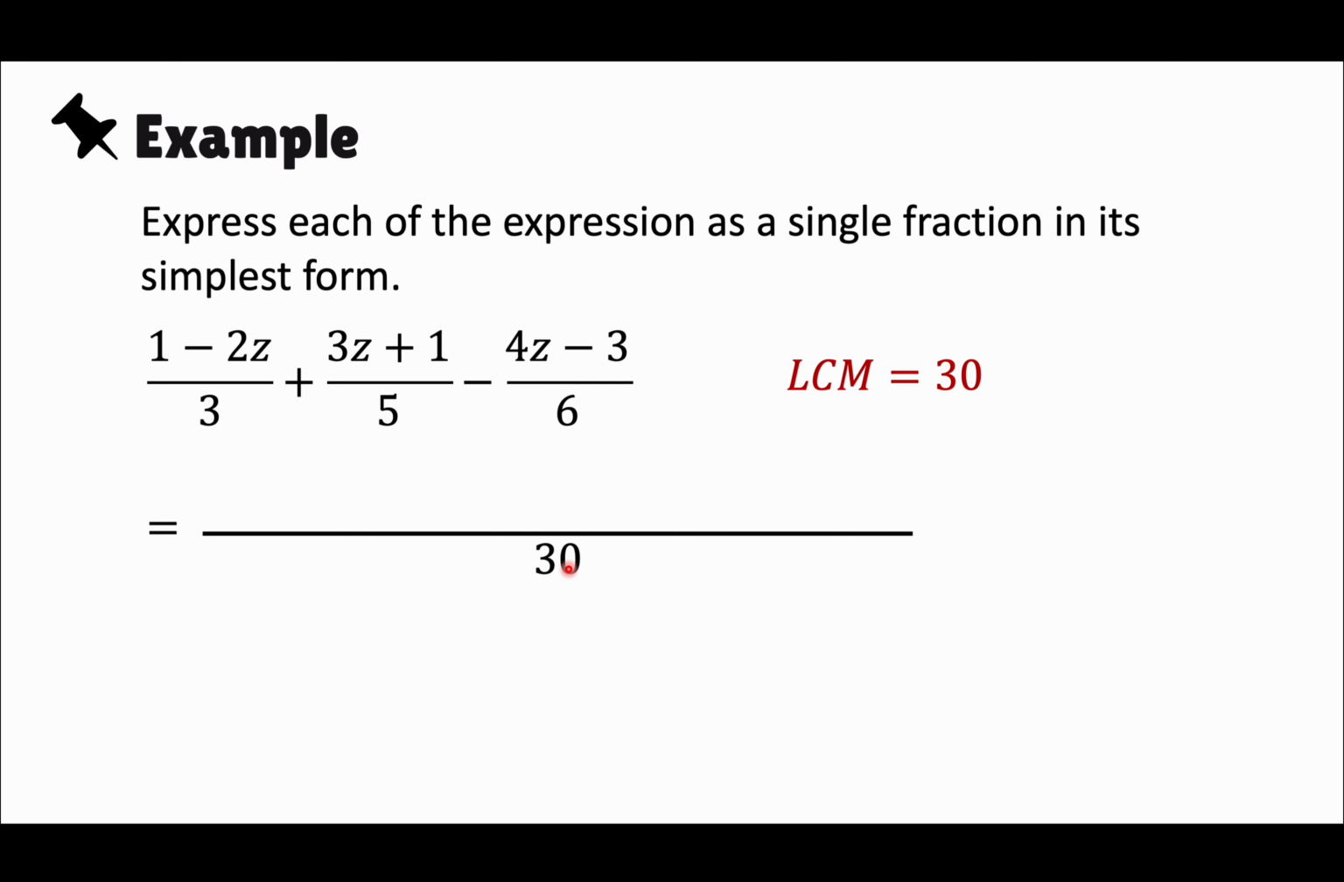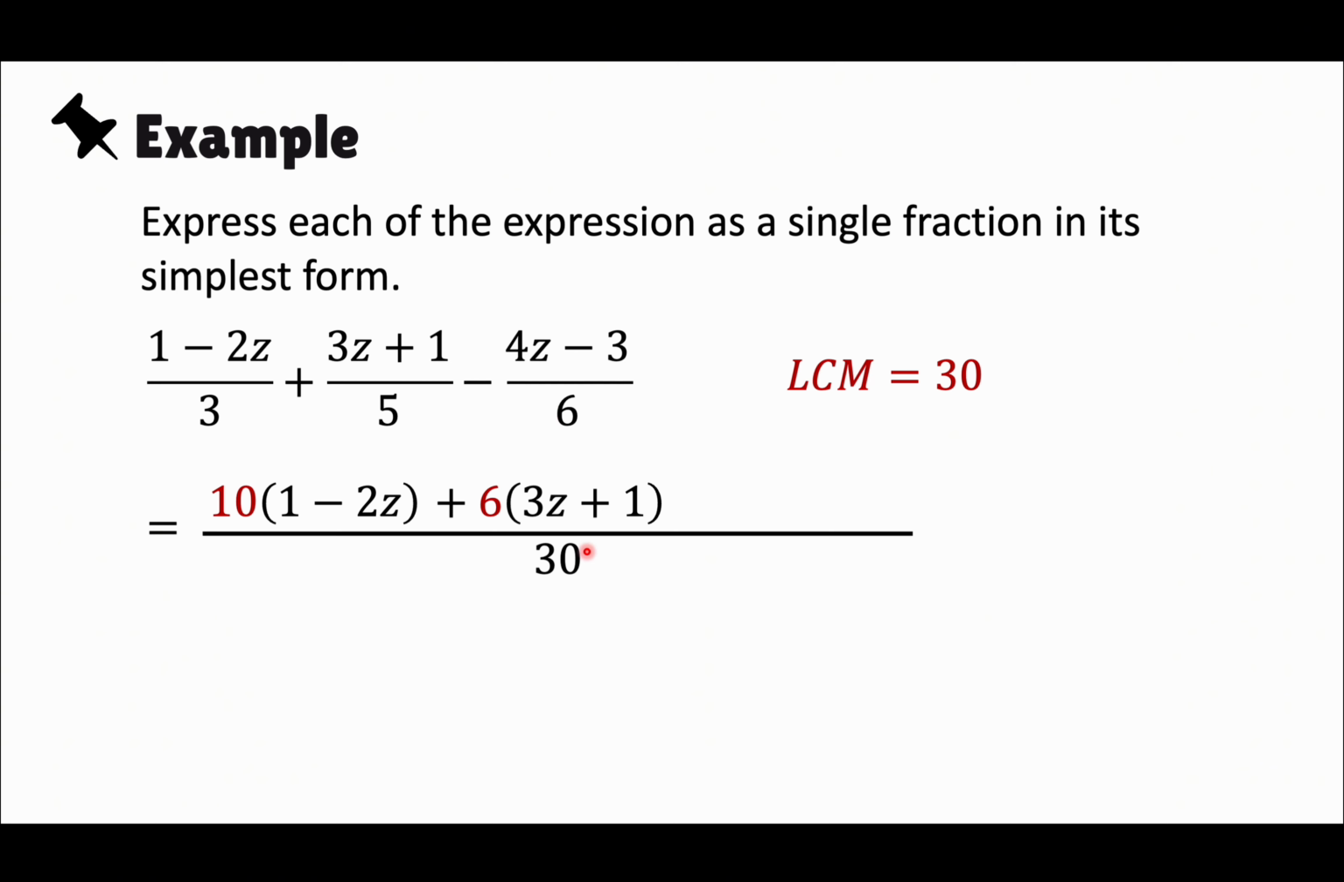Okay? Then do the same thing. 30 divided by 3, that's 10. Times the numerator, you have 10 times the numerator 1 minus 2z. Then still the same thing, since this is plus, we will just do plus, okay? 30 divided by 5, that's 6 times the numerator 3z plus 1. So this is plus, I also have plus here.